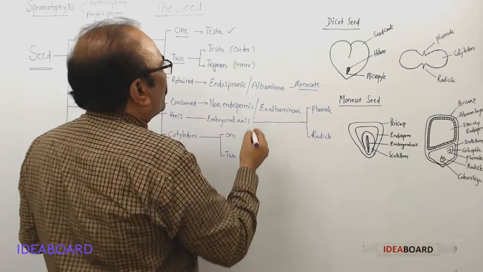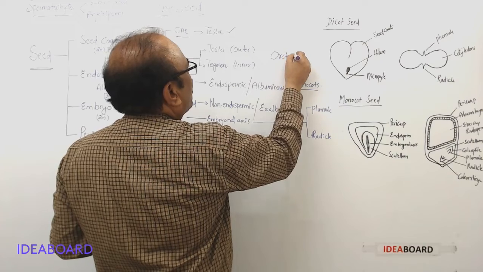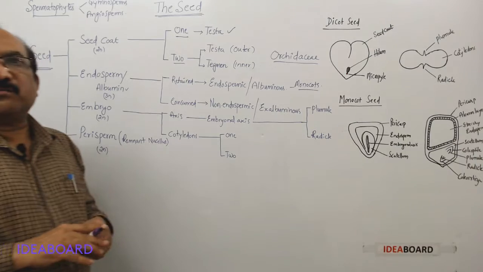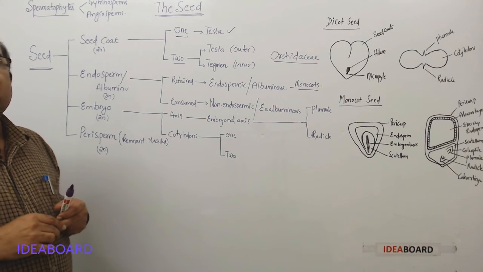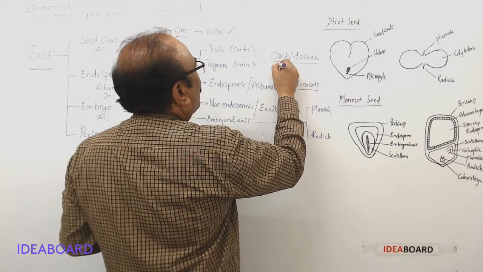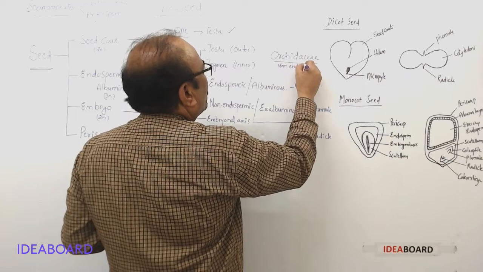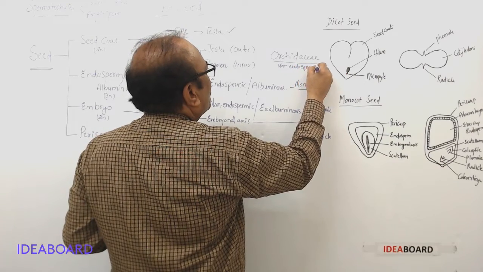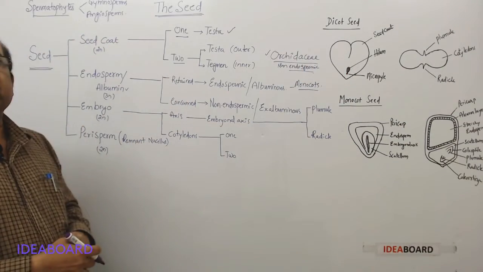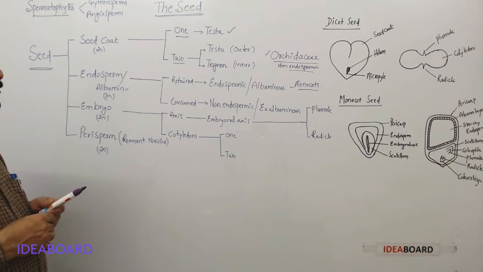But of course, you remember one exception, there is one family in monocots, that is Orchidaceae family, in which endosperm is not at all formed. That's why Orchidaceae members will have non-endospermic seeds. The monocot family with non-endospermic seeds is Orchidaceae family. Orchids are the members of Orchidaceae.